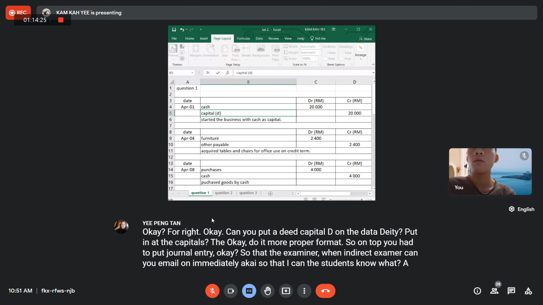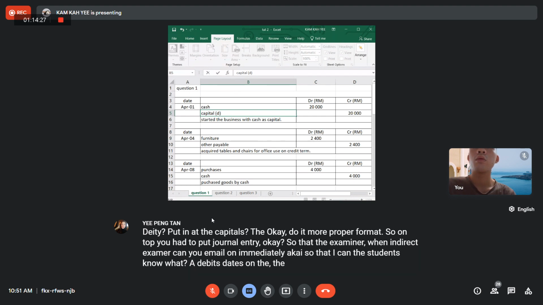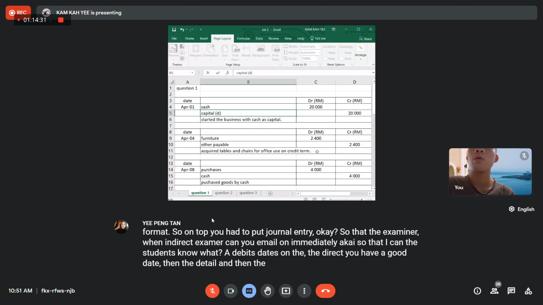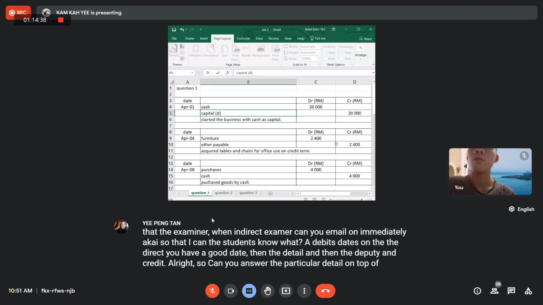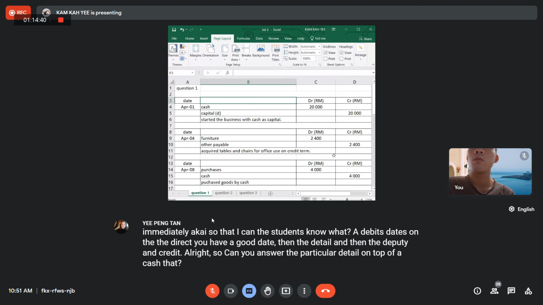You have to put the date, then the detail, and then the debit and credit. All right, can you insert the particular or detail on top of cash there? Yes, put detail. Can you put a big capital in front of the first detail?